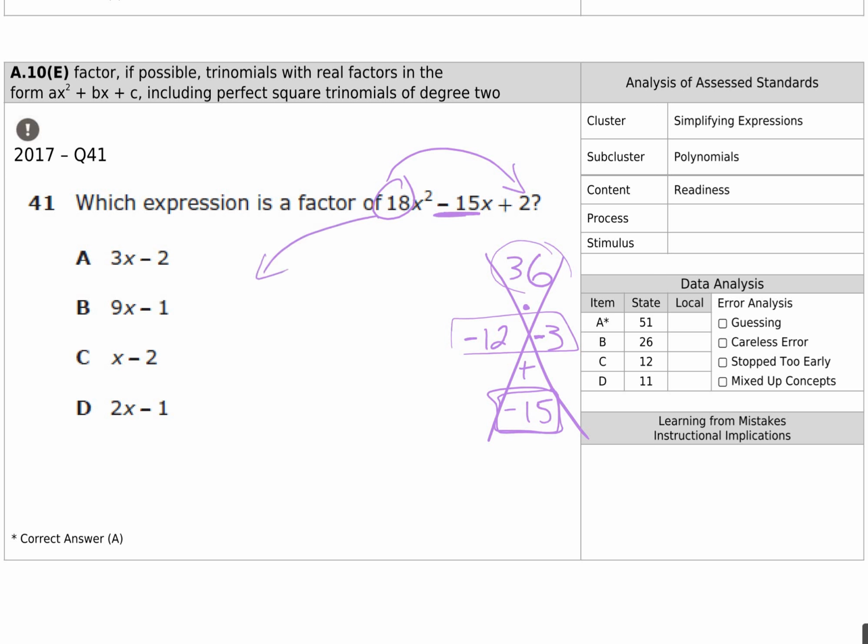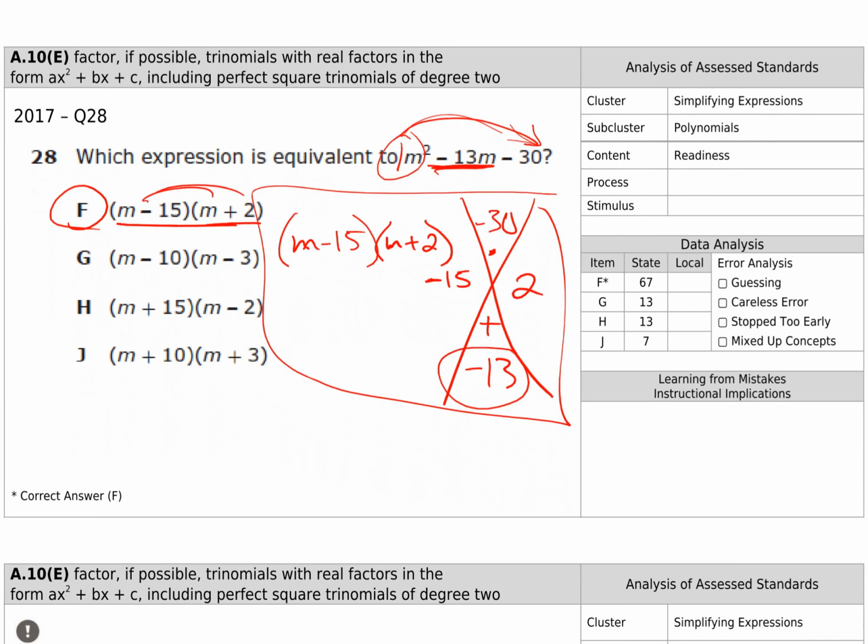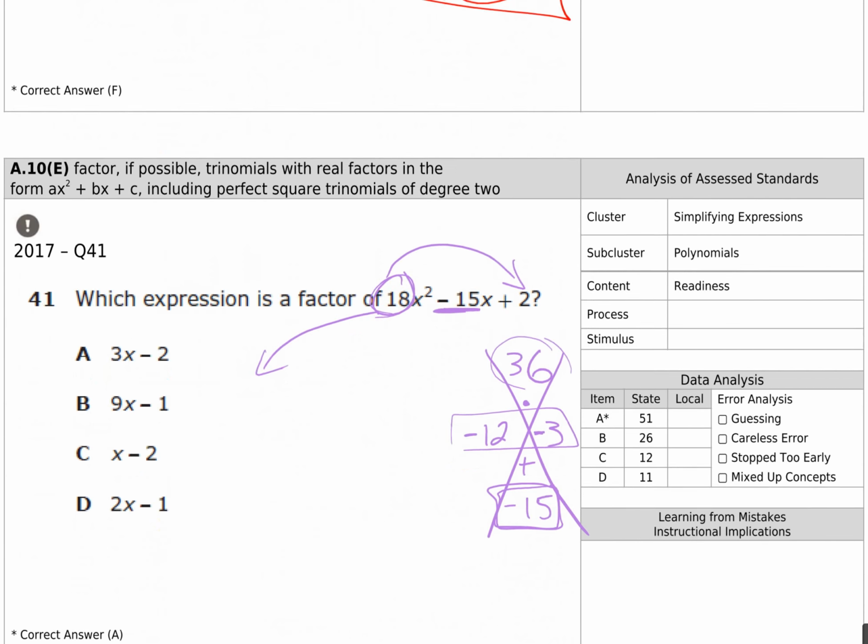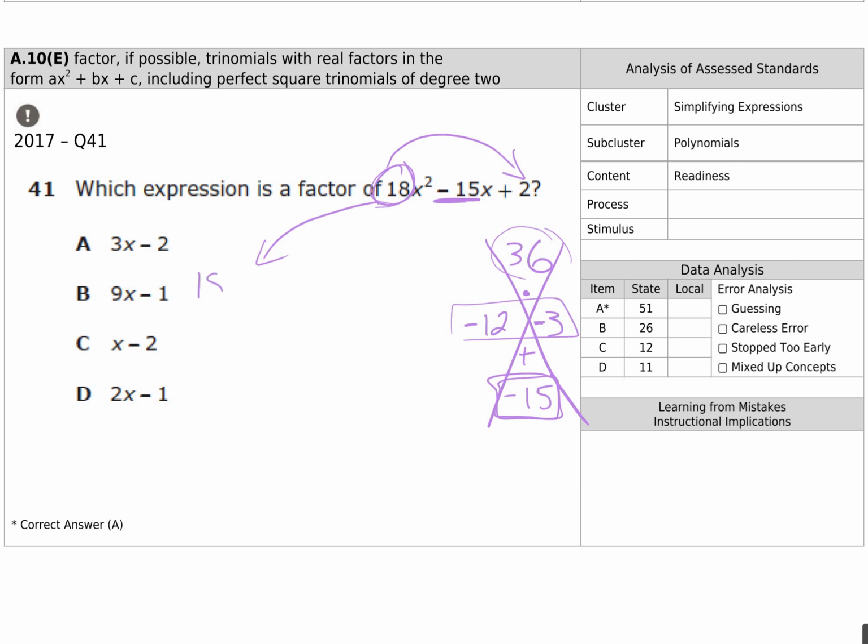Since it has the a term there, we're not going to go straight to the answer choices. On the previous problem, we went straight from this to the answer choice because there was no leading coefficient. On this one, we write it down, 18x squared. We don't do the middle term. That's what we just broke down. Minus 12x minus 3x. And then the last term stays the same, plus 2.